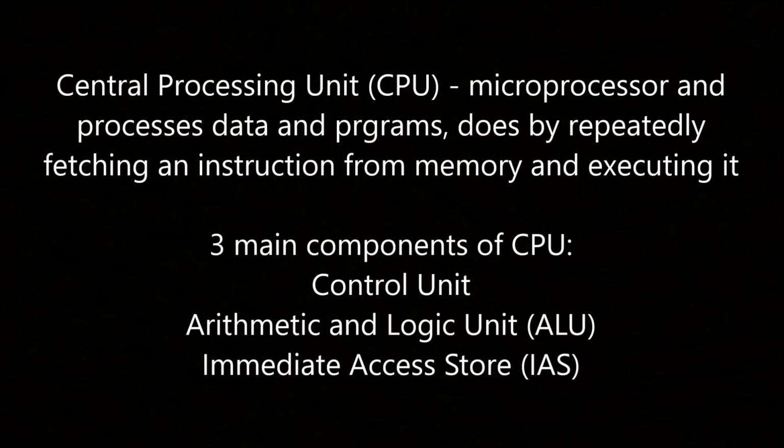Architecture is our next topic. This is split into two parts. The central processing unit is a microprocessor and processes data and programs, and it does it by repeatedly fetching instructions from memory and executing them. The three main components are the control unit, the ALU and the IAS.